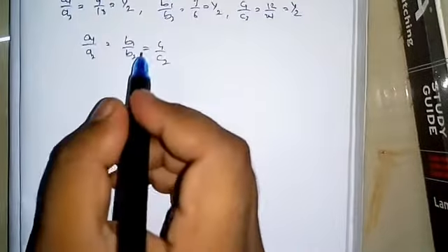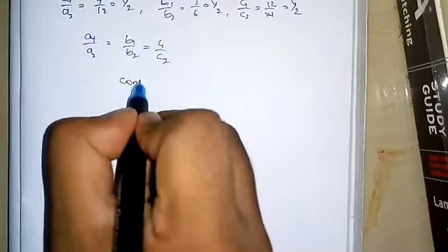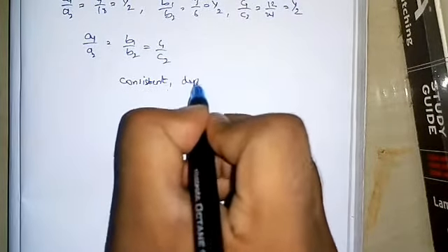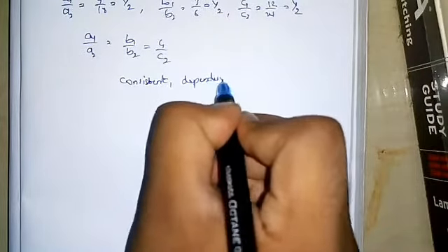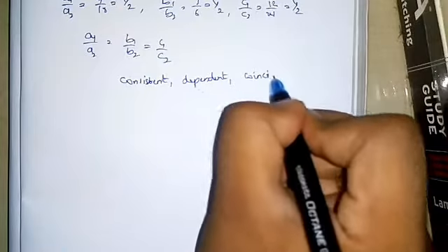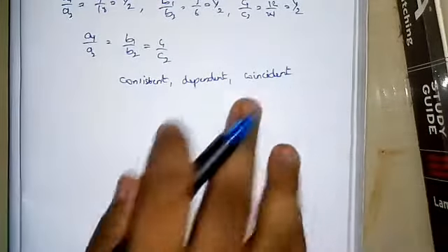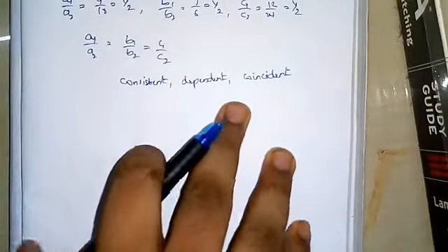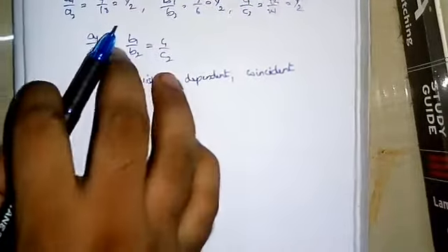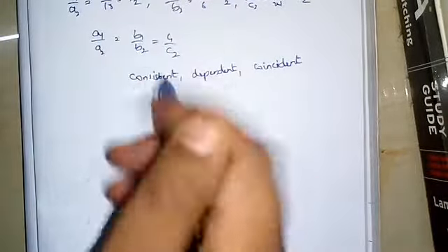So these are consistent, dependent and coincident. So here there are infinitely many solutions. These two lines are coincident lines.